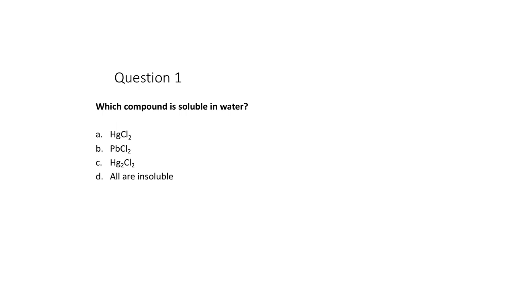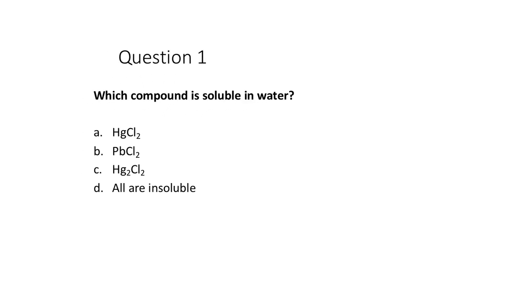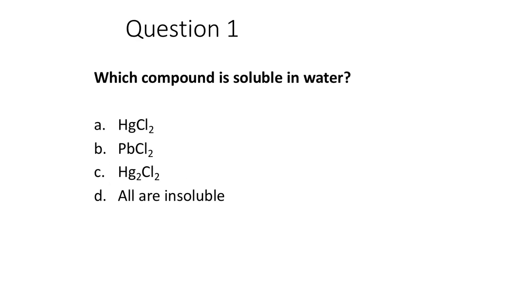First question, which compound is soluble in water? So it just has to do with our solubility chart. Lead chloride's insoluble. It's one of these exceptions for chloride. Mercury 1, the Hg2, is also an exception. And so the only compound that's soluble here is A.